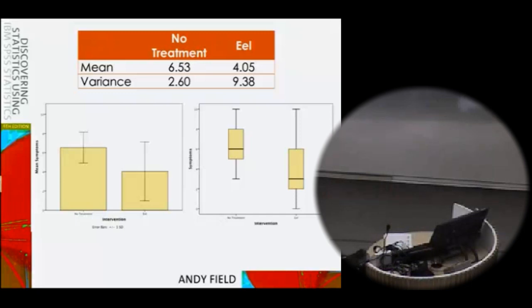And even box plots, if you look at the middle, these boxes are the middle 50% of scores, they can give us some idea of whether the scores are more spread out in one group than another.